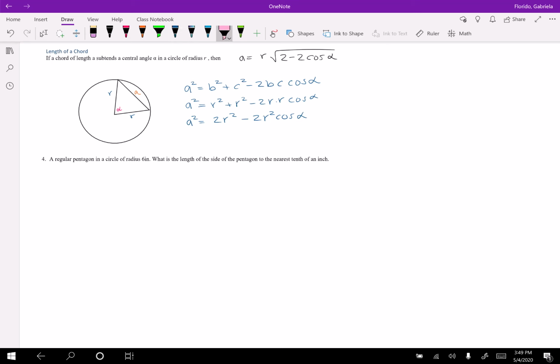Notice that this term and this term, they have a common factor of r squared. And so I'm going to take that out. And so I get a squared is equal to r squared times 2 minus 2 cosine of alpha.